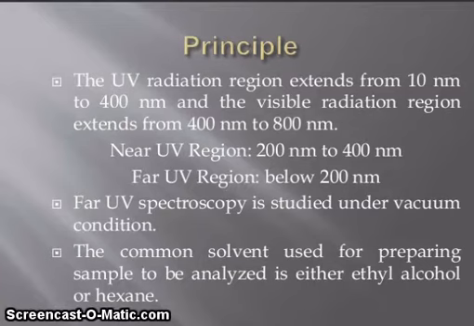The UV radiation region extends from 10 nanometer to 400 nanometer and the visible radiation region extends from 400 nanometer to 800 nanometers. Near UV region is 200 to 400 nanometer, far UV region is below 200 nanometer. For UV spectroscopy studies under vacuum conditions, the common solvent used for preparing samples to be analyzed is either ethyl alcohol or hexane.